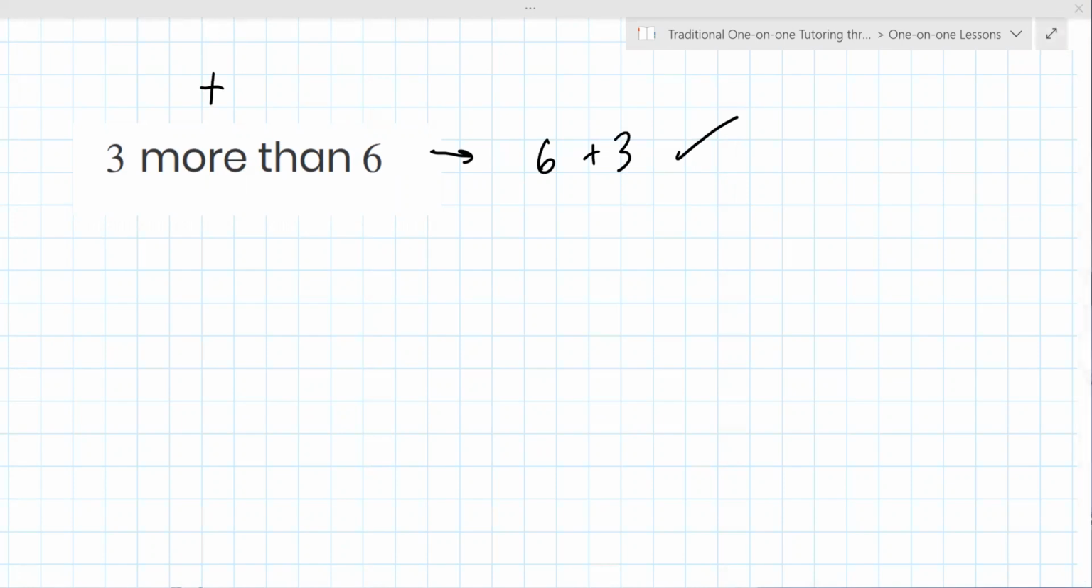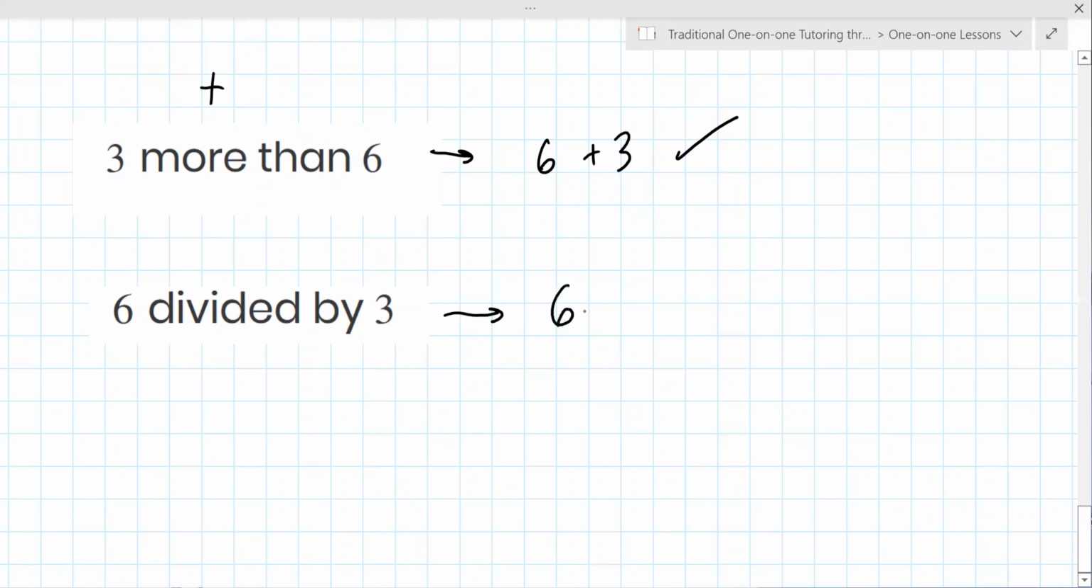Let's look at the next one here. That's divide. Yep. Can you tell me which comes first? Is it 6 divided by 3 or is it 3 divided by 6? 6 divided by 3. Yeah, it's in the order that it appears. Okay, good.